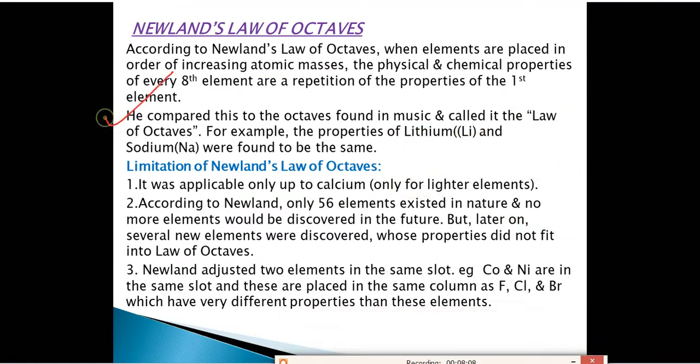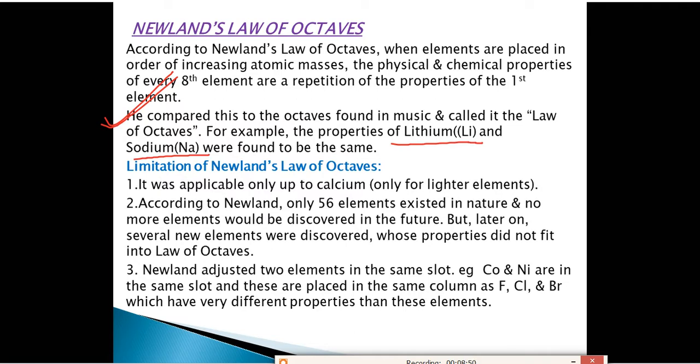After that, he compared this to the octaves found in music and called it the law of octaves. You have heard about the musical notes sa re ga ma pa dha ni sa. Over there, the eighth note will be similar to the first one. He observed the same thing when he arranged the elements: the first element has properties similar to the eighth element. For example, lithium, atomic number 3, has properties similar to sodium, atomic number 11. Their properties are similar to each other.